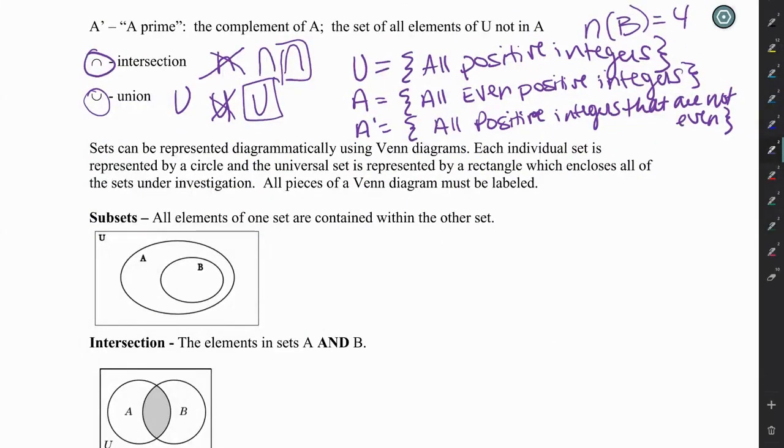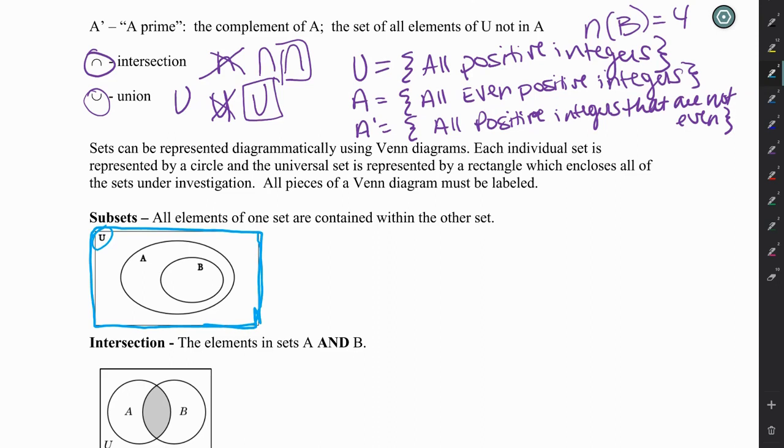Sets can be represented diagrammatically using Venn diagrams. Each individual set is represented by a circle, and the universal set is represented by a rectangle, which encloses all of the sets under investigation. All pieces of a Venn diagram must be labeled. You'll notice the U, that's our universal set. If you're ever drawing a Venn diagram, you have to draw that. You also have to draw the rectangle around the outside. Mandatory. Every Venn diagram must have those two things.